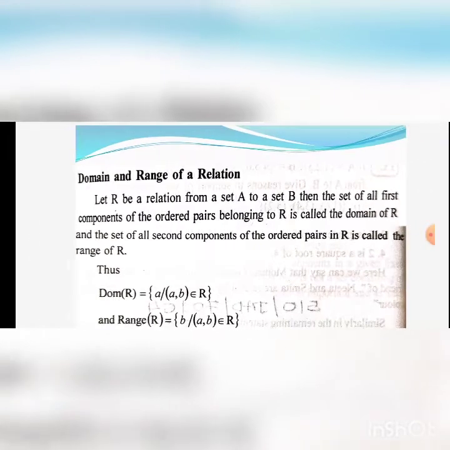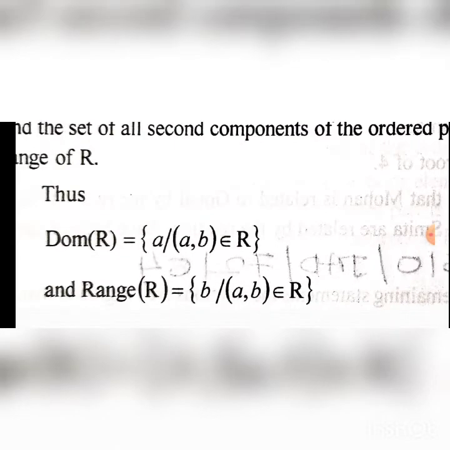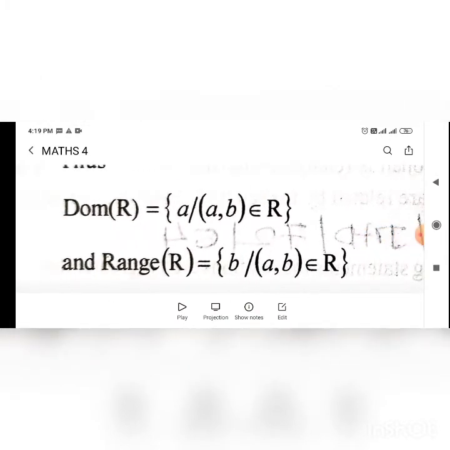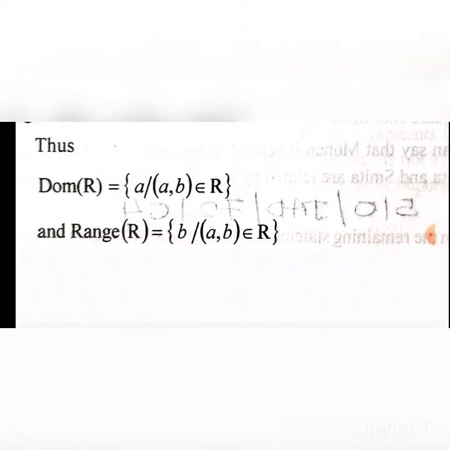Let R be a relation from set A to set B. Then the set of all first components of the ordered pairs belonging to R is called the domain of R, and the set of all second components of the ordered pairs in R is called the range of R. This means in an ordered pair, every first element is in the domain of R, and every second element is in the range of R. Domain of R is equal to the set of all a such that ordered pair (a, b) belongs to R. We take only the first element, which is the domain, and for the range we take only the second element, that is b, of the ordered pair.